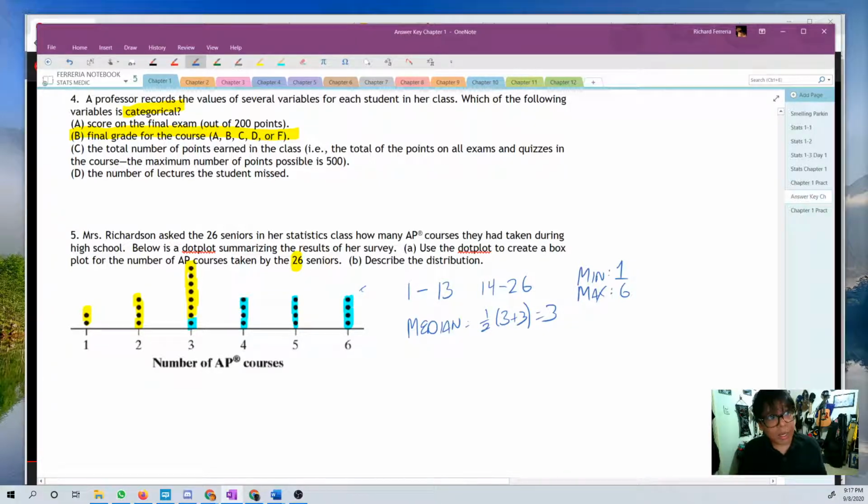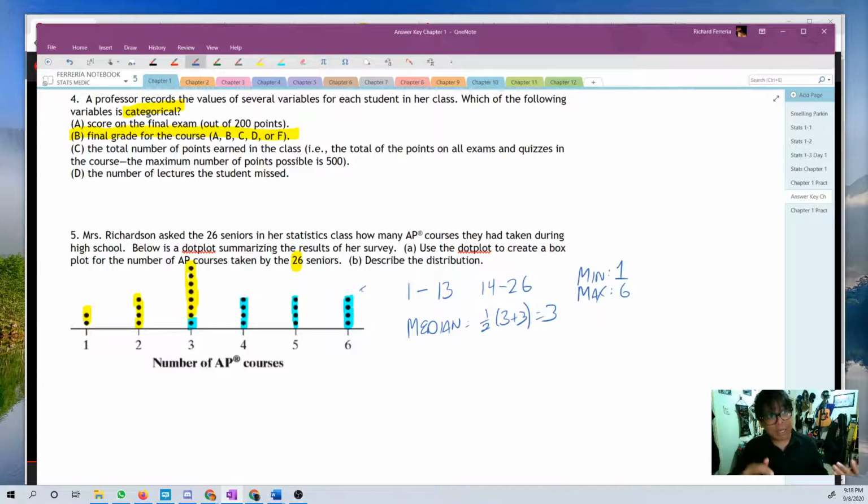So Q1, quartile 1, is going to be the median of these 13 students in yellow. So 13 doesn't divide in 2. This is the thought process that goes in my brain. 13 is an odd number. If I take 1 away, that's going to be 12. 12 divided by 2 is 6.